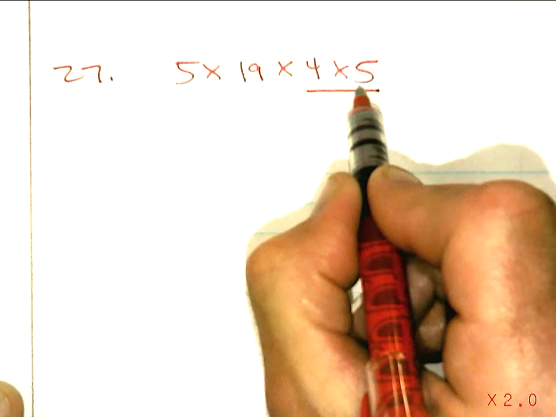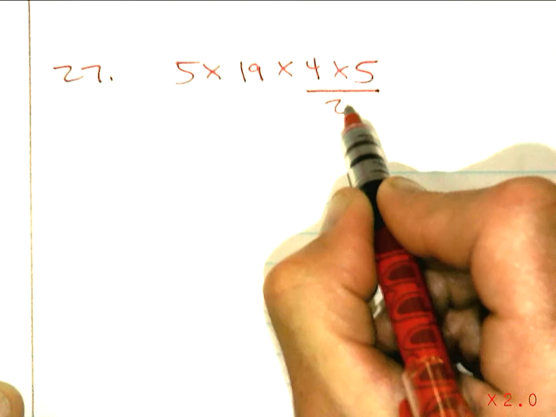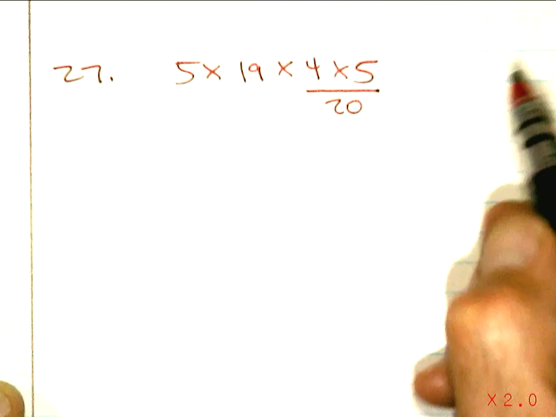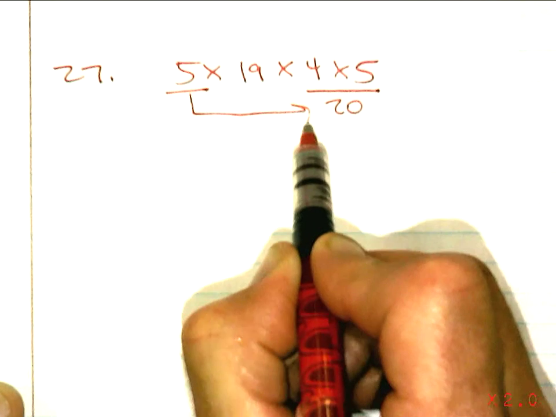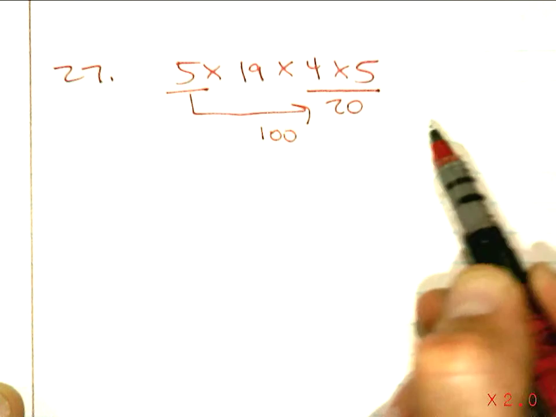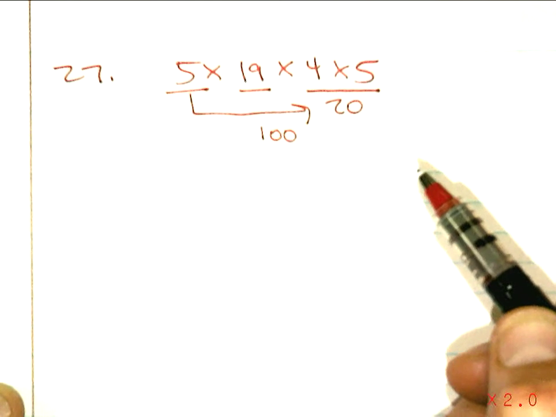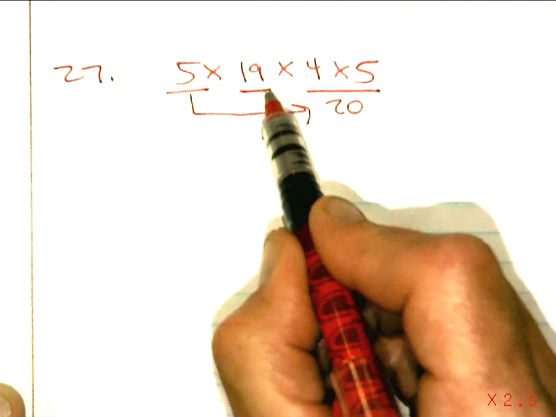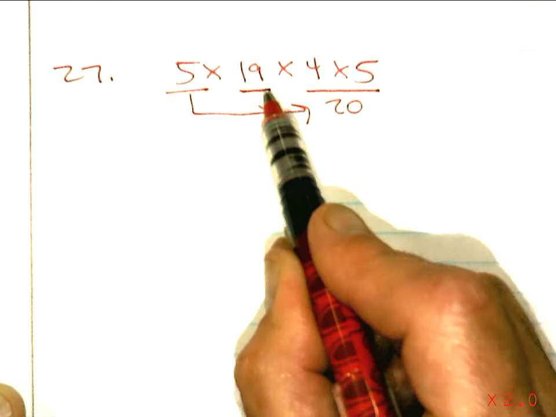So what I'm going to pick and choose in this case is to do this first: 4 times 5. I'm going to pick off parts here. 4 times 5 is 20. And then if I multiply that 20 times this 5, 5 times 20 is 100. And then the last thing I'm going to do is multiply by this 19, because that's the hardest one to do. But now I have 19 times 100, which should be a simple problem.